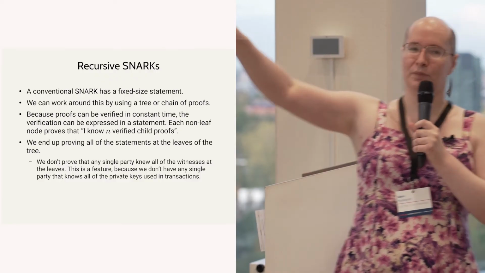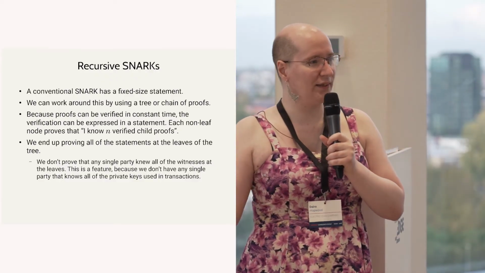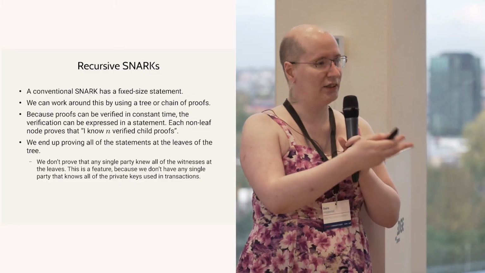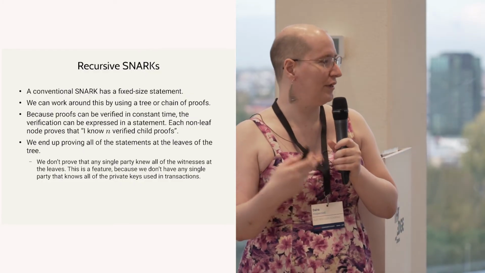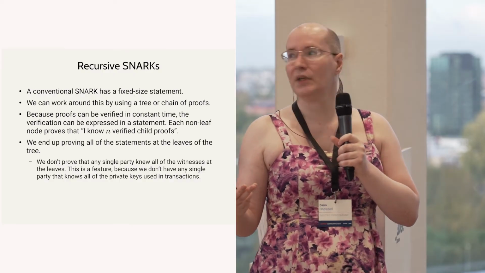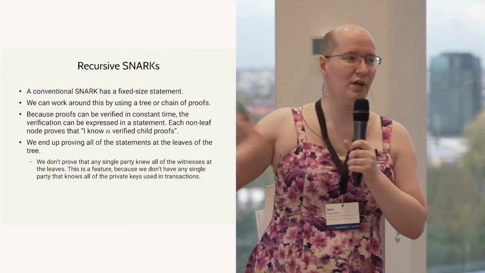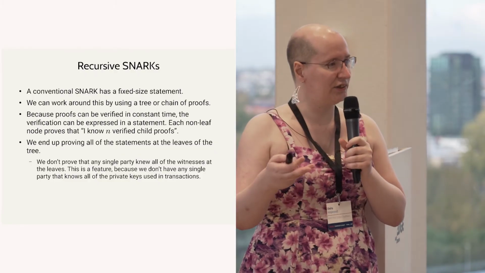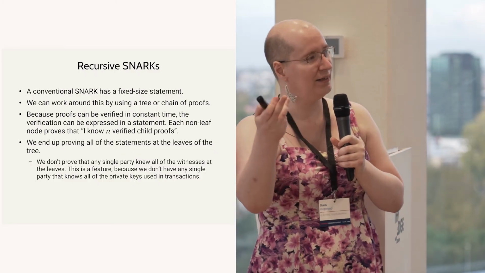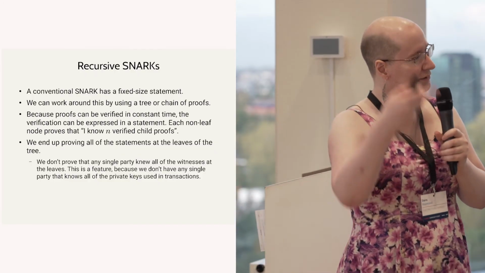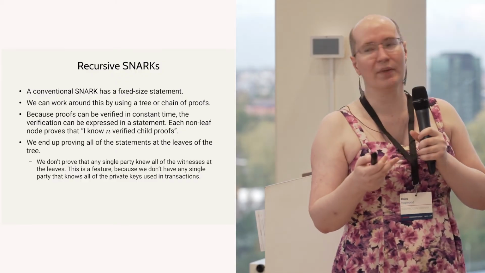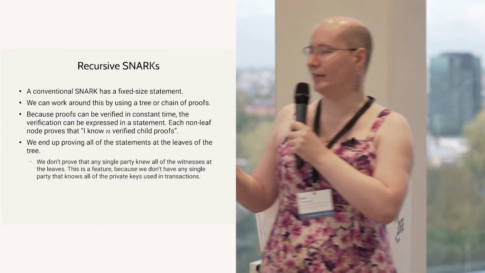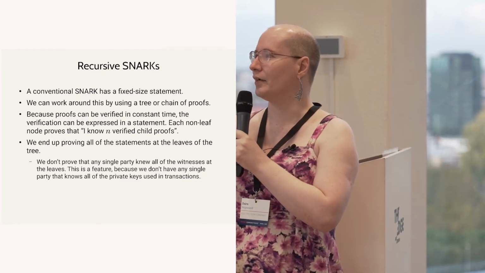Notice that lots of different parties can contribute to the proofs that go into this tree, and they may all know different things. So we're not saying that this tree construction is equivalent to having a single snark, because a single snark would require a single prover to know everything. But this is actually a feature in our context.